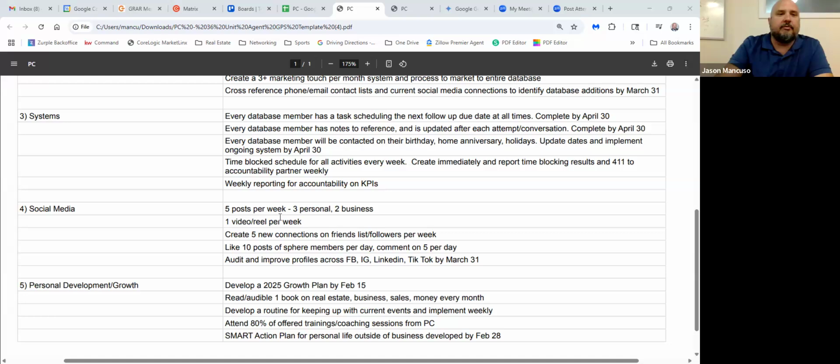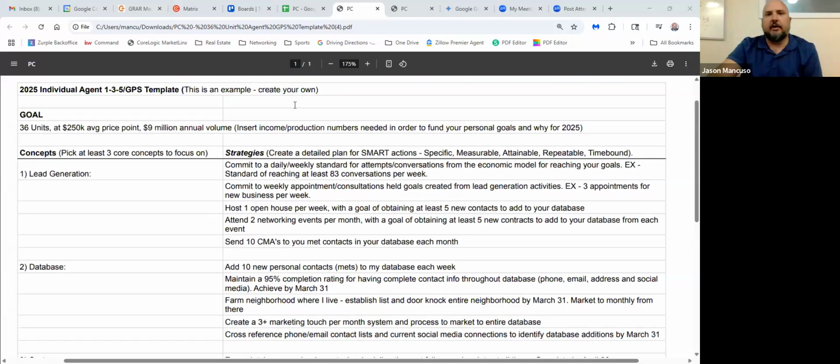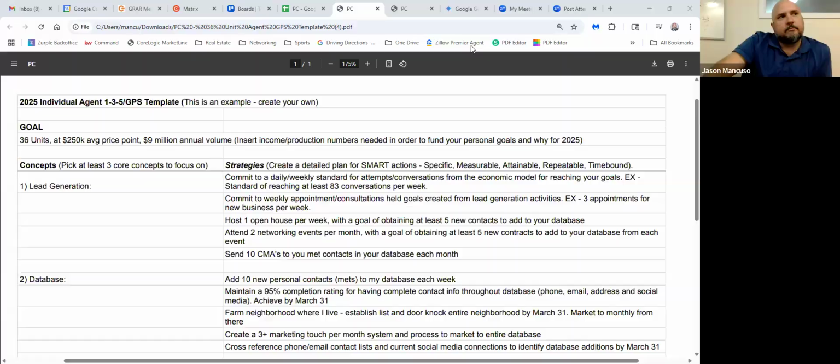Questions on this 135 GPS concept before I move on? Oh, actually, I'll go back to that.